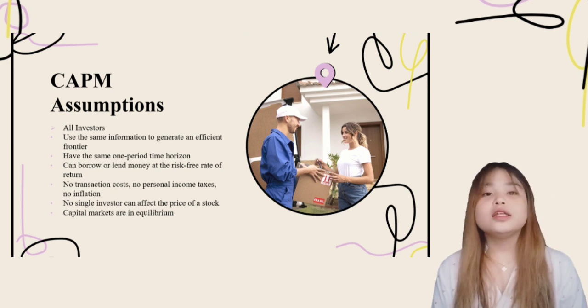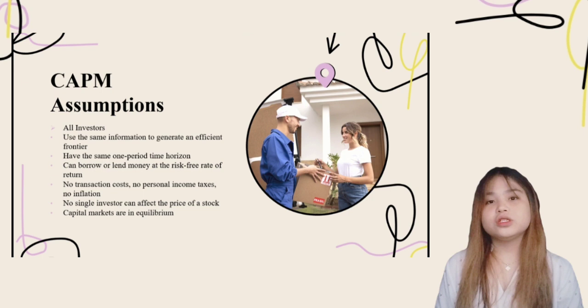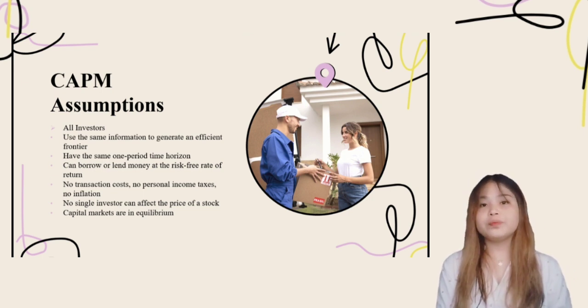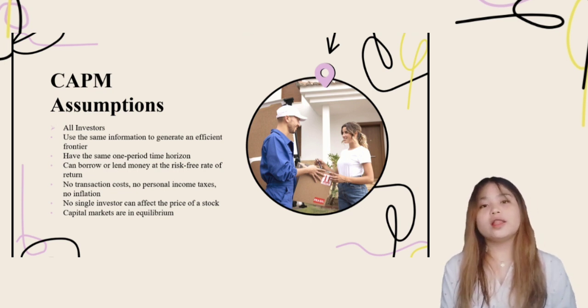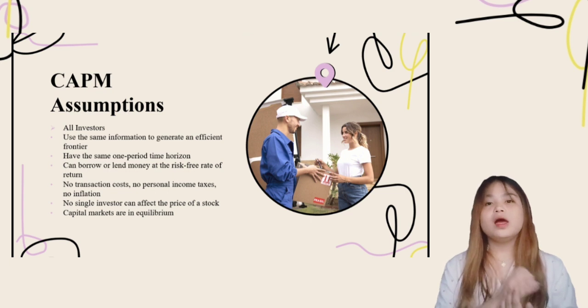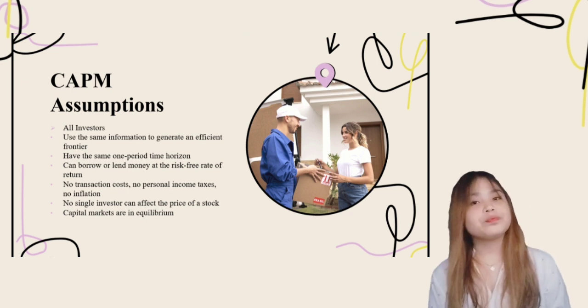Let's proceed to CAPM assumptions. All investors use the same information to generate an efficient frontier, have the same one-period time horizon, can borrow or lend money at the risk-free rate of return, no transaction costs, no personal income taxes, no inflation, and no single investor can affect the price of a stock.